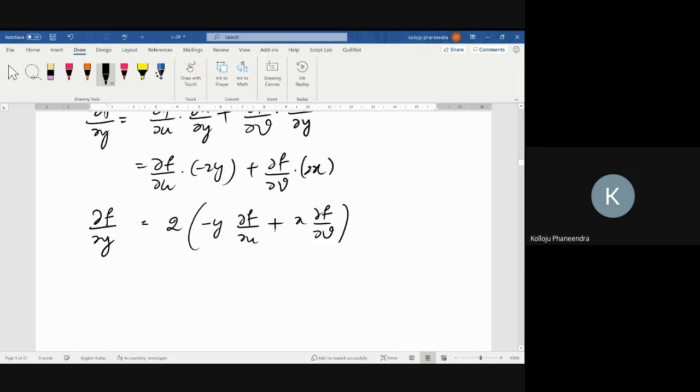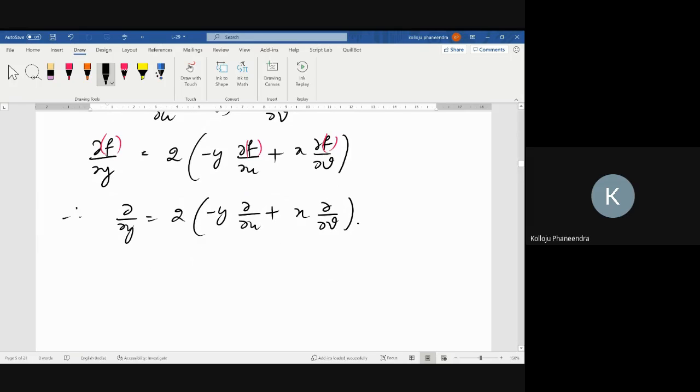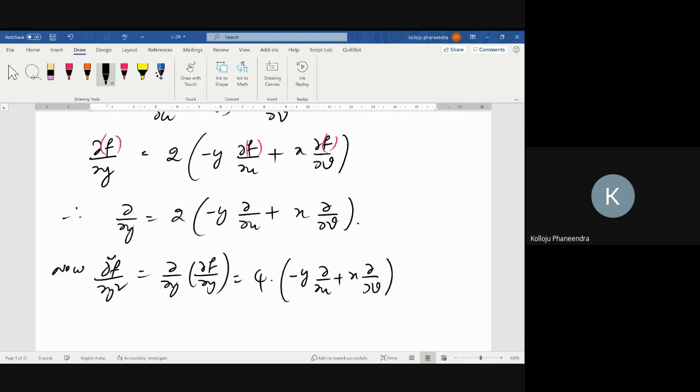Okay, so here f is here, f is here. Therefore, what is the operator ∂/∂y? 2 into minus y ∂/∂u plus x ∂/∂v. Then now ∂²f/∂y² equals ∂/∂y of ∂f/∂y. So 2 into 2, 4 I am writing here. The first operator is minus y ∂/∂u plus x ∂/∂v multiplied by what? Minus y ∂f/∂u plus x ∂f/∂v.